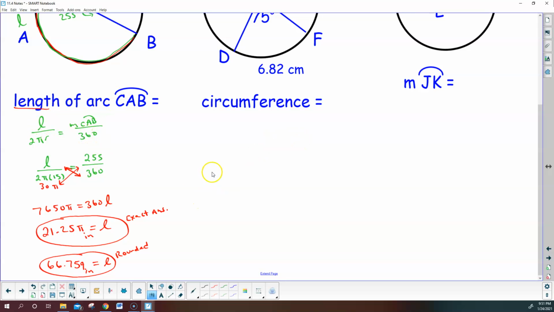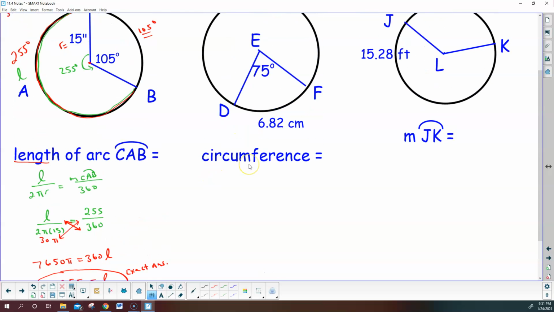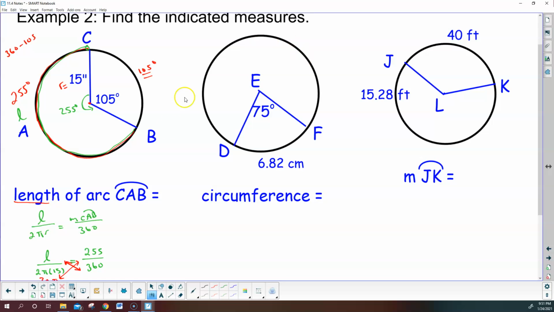Well, the other examples, what if they give me the length of the arc and they ask me to find something else? Let's look at this example. And again, pause this if you need to draw out the picture. Maybe you want to work the problem ahead on your own. But let's look at what we have. They give us the central angle, 75 degrees. So if the central angle is 75, the measure of the arc DF is also 75. But then they give me a length. Now, how do I know this is a length? Look at the units. That's arc length. So the length from D to F is 6.82. And they're asking me to find the circumference.